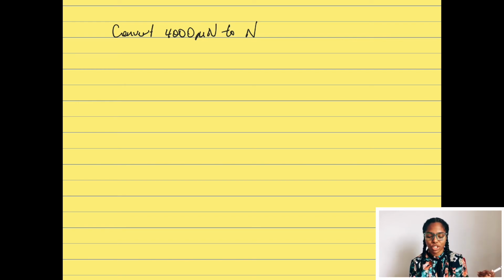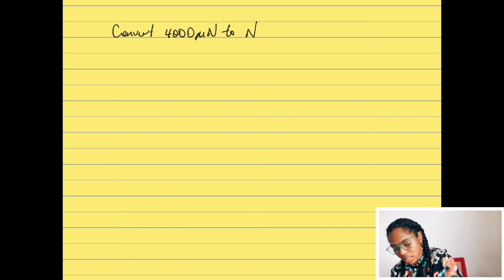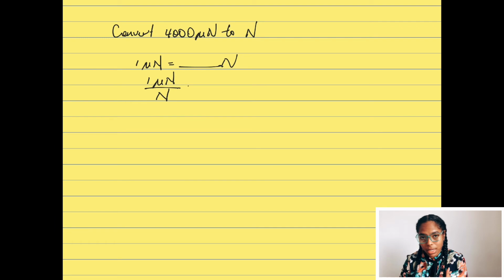Remember, we think of this as division because we're trying to find how many newtons are in 4,000 micronewtons. First things first, let's drop the 4,000 and find for 1. So 1 micronewton is equal to how many newtons? And we said it's like dividing. So we're going to say 1 micronewton divided by newtons. If we look back to our table, we will see the value for micro, and I'm going to just work out the other examples in decimals. But as I said, it's completely up to you which you choose to do.